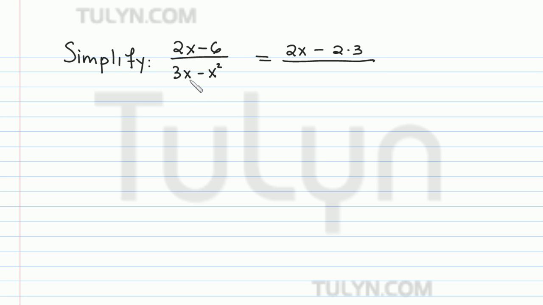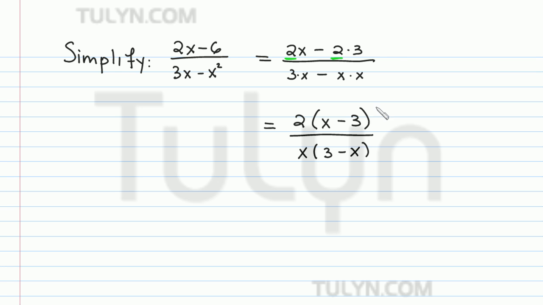And then the denominator actually has an x in common. So we can write this as 3 times x minus x times x. So since in the numerator there's this 2 in common, we can actually factor it out. When you factor out a 2, what's left in the first term is an x, and in the second term is just a 3. And then factoring out the x from the denominator, we get x times 3 minus x.